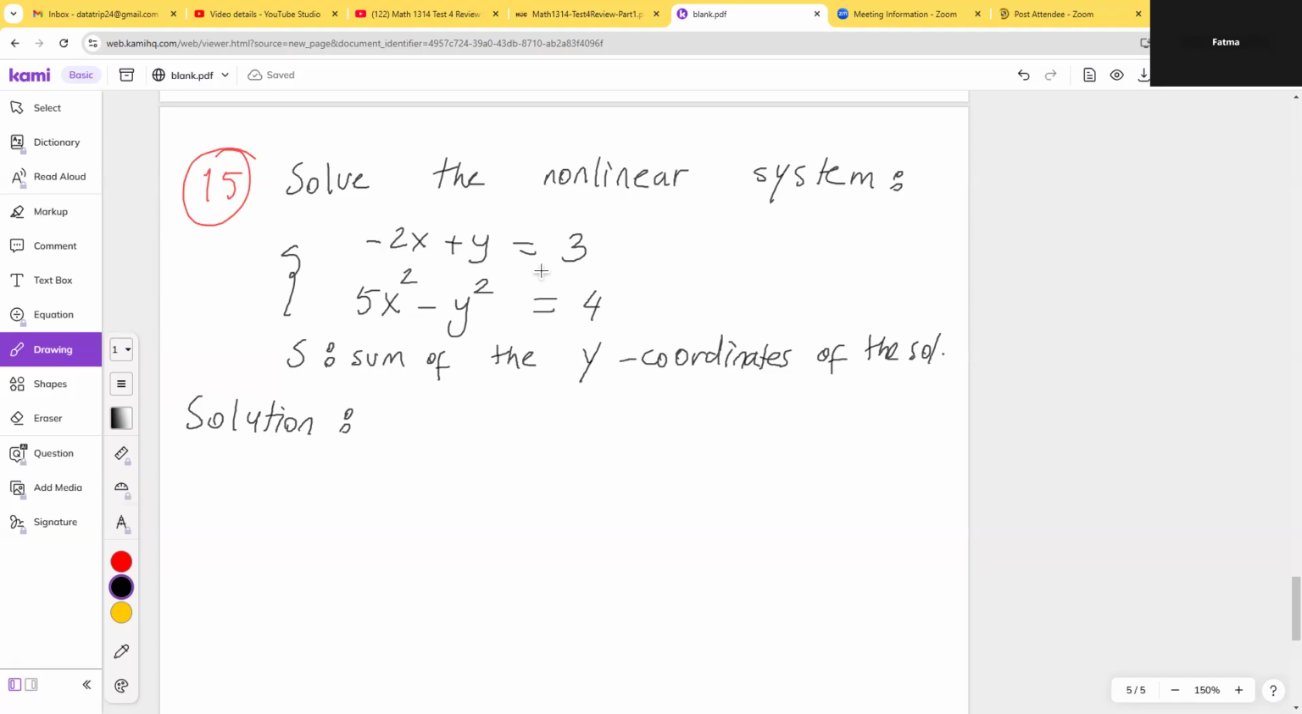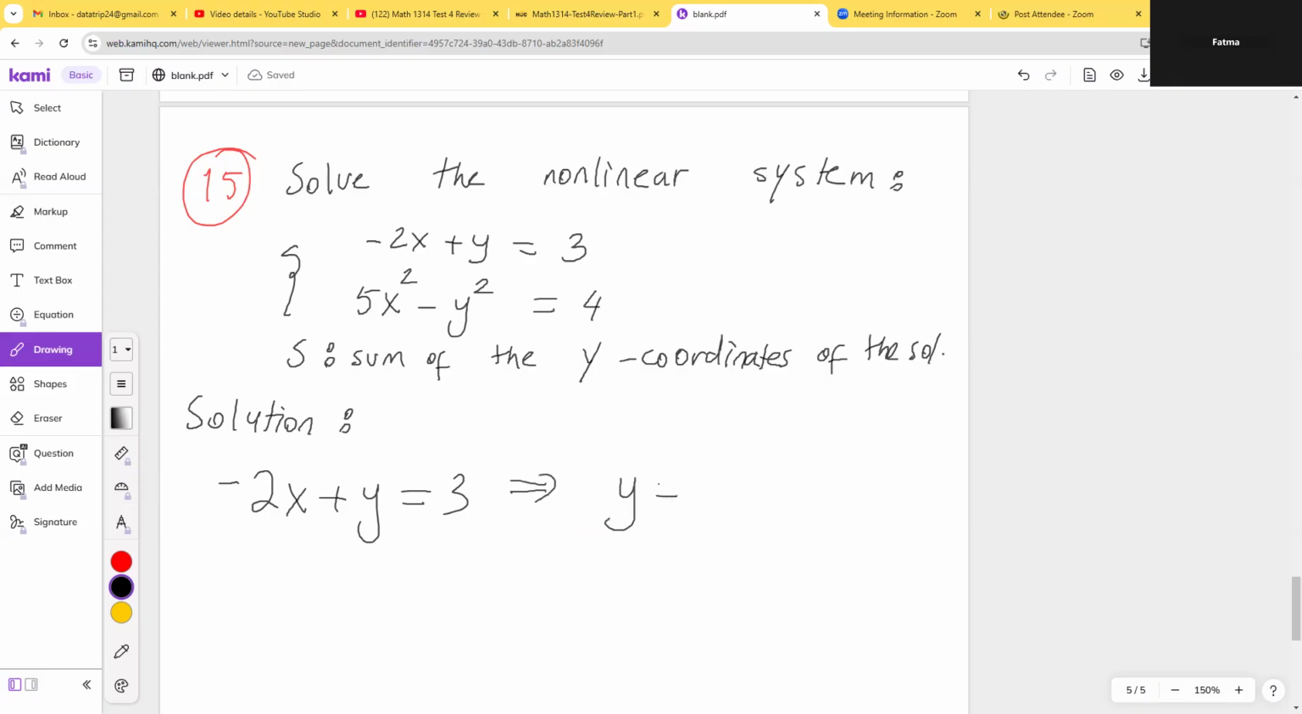Are we going to use the first equation? Negative 2x plus y equals 3. How can I manipulate the first equation so that it becomes useful for the bottom equation? Who is alone here? X or y? Y. So we're going to isolate the y.